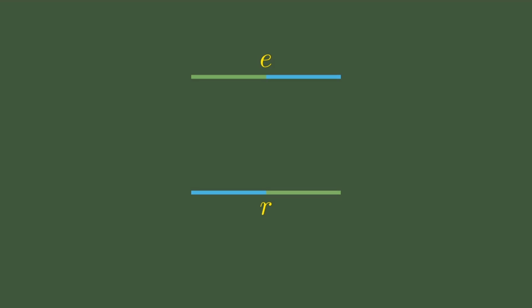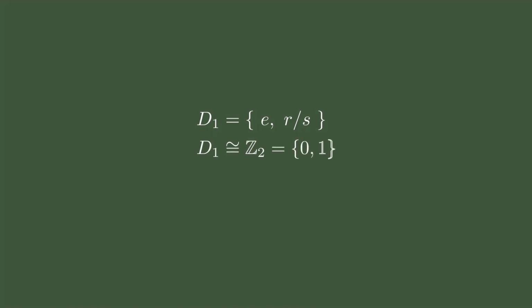No other symmetric orientation of this line is possible. And these 2 are exactly the 2 elements of a dihedral group D1. Moreover, D1 is isomorphic to Z2, which is the set of integers modulo 2, which is equal to {0, 1}. Isomorphism just means that these 2 groups are exactly the same. They have exactly the same structure.